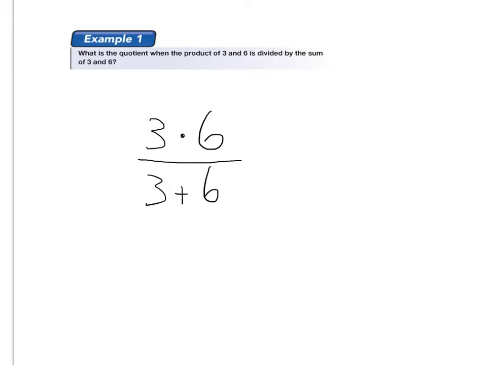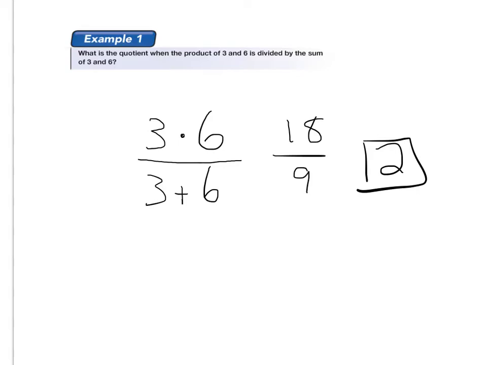Okay? So what is the quotient, the answer to a division problem, when the product of 3 and 6, a multiplication problem, is divided by the sum of 3 and 6? And divided by means this part right here has to go on the bottom. Well, we talked about PEMDAS, order of operations, already, so we know we're going to do the top. 3 times 6 is 18. Keep our division bar. 3 plus 6 is 9. That answer is 2. Easy enough.